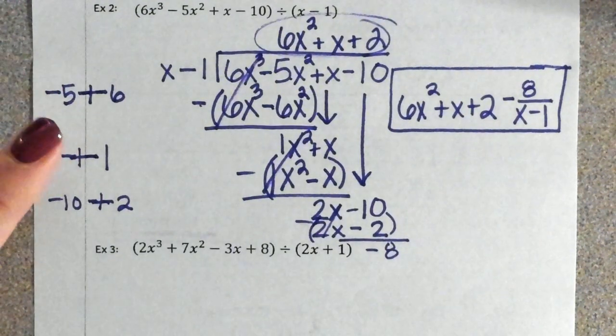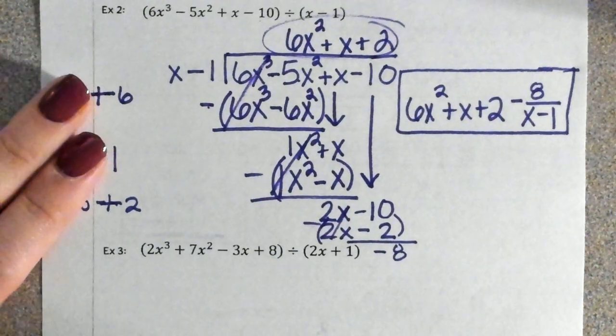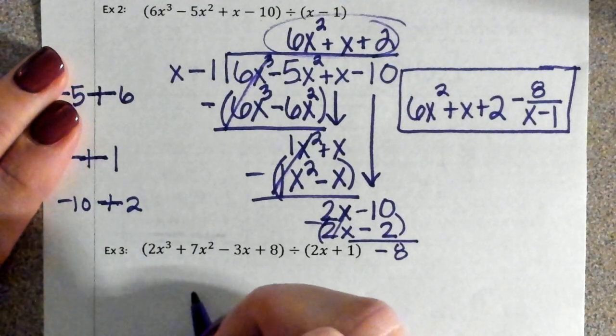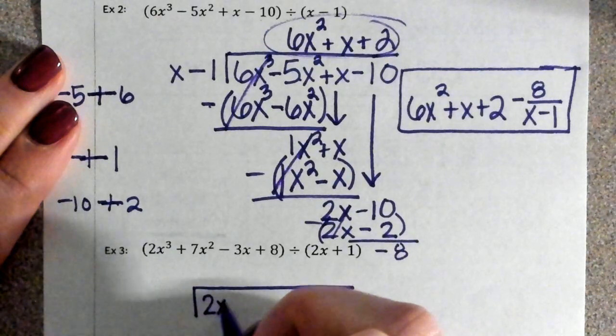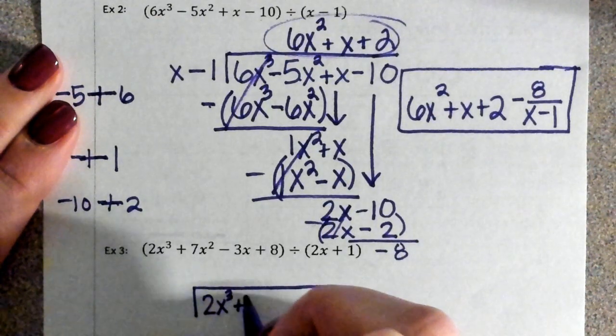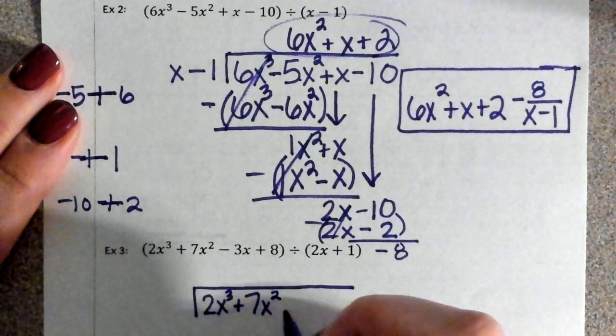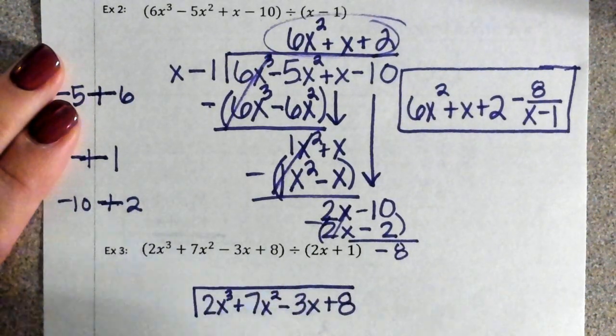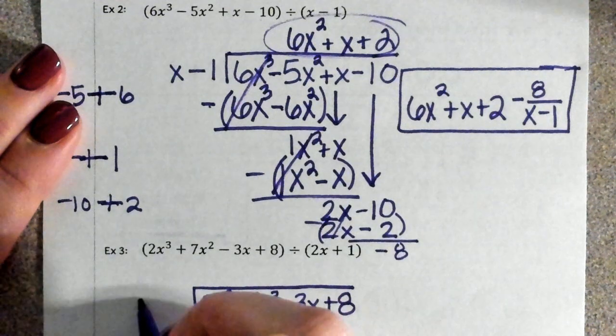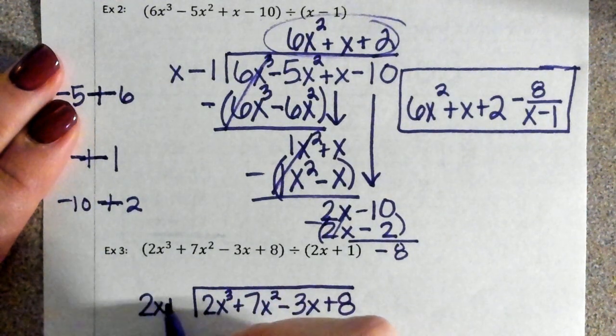Okay, one last one I'm going to do with you, and then you have one to do on your own. Okay? So again, we're going to draw our division bar. 2x cubed plus 7x squared minus 3x plus 8. We'll divide by 2x plus 1.